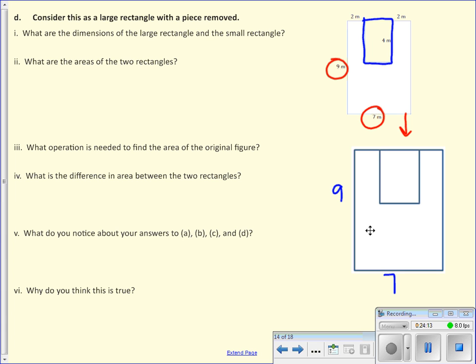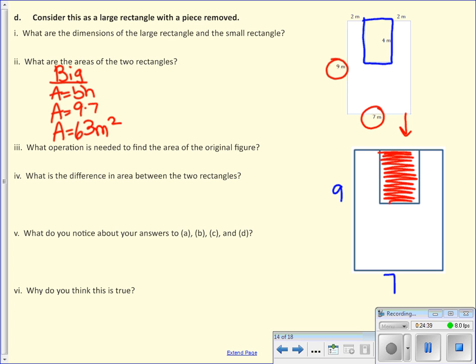So the area of the big rectangle, so we'll call it the big one, area is base times height, area is 9 times 7, area is 63 meters squared. But I don't want this whole rectangle, do I? I have to remove that part. So I have to find the area of this smaller rectangle and pull it out.